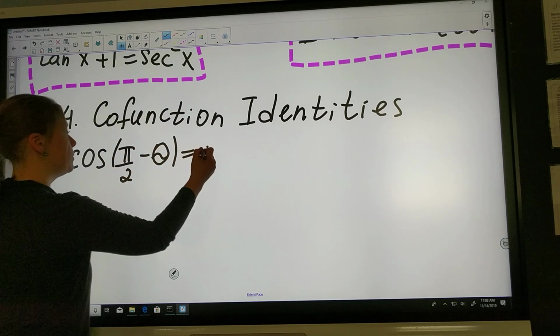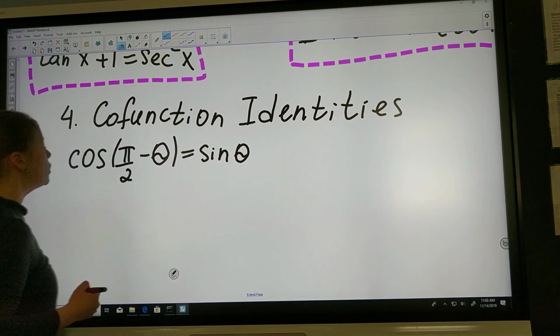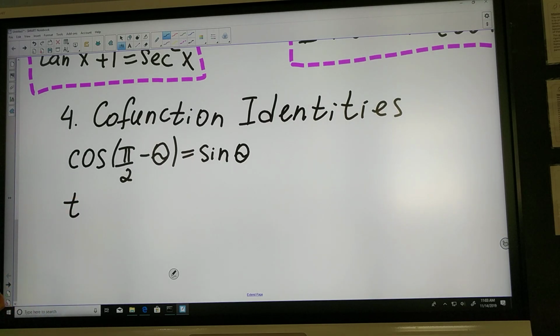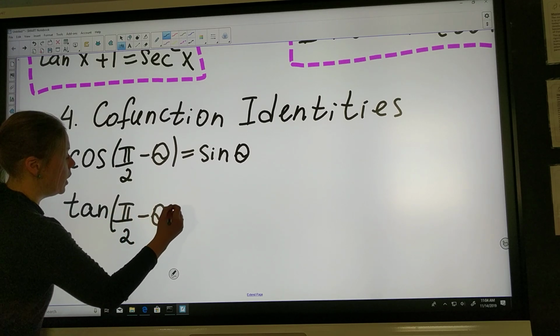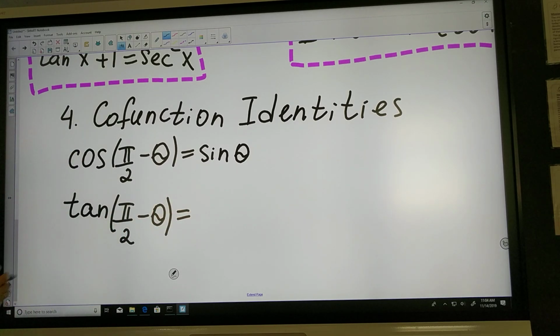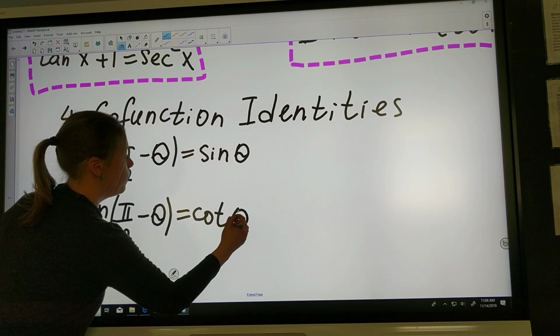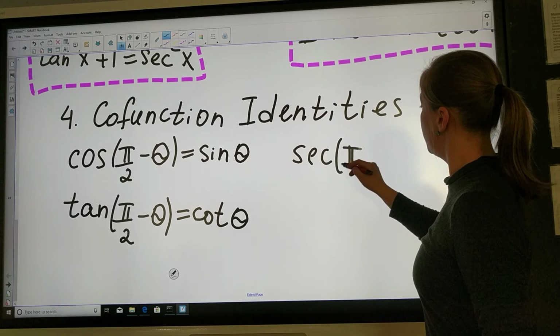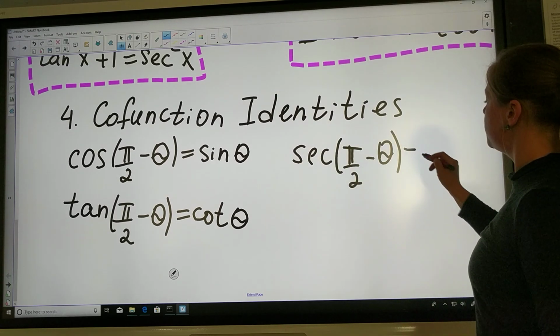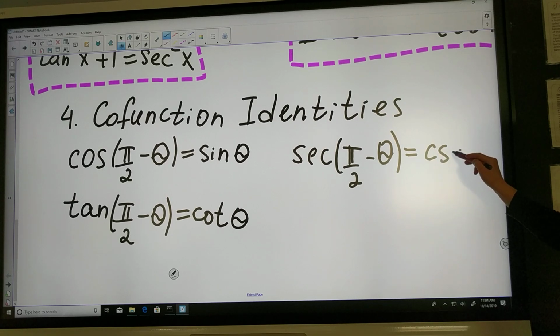sine theta, because they are cofunctions. I will not write all of the cofunctions here, but I will also write tangent, for example, of pi over 2 minus theta, which is equal to cotangent theta. And secant of pi over 2 minus theta is equal to cosecant theta. Okay, we have cofunctions. And the last one is even and odd. And then we'll do some practice examples.